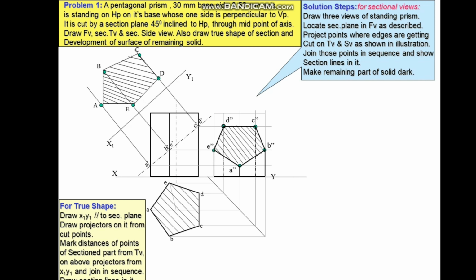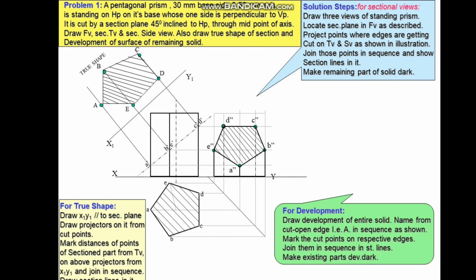So this will be your section of solid problem. And if suppose instead of asking true shape, they have asked you to draw the development, then you have to draw this development. So either they might ask you to draw true shape or development. They won't ask you to draw both. So if they ask you to draw the true shape, you have to draw this. If they ask you to draw the development, you have to draw the development.